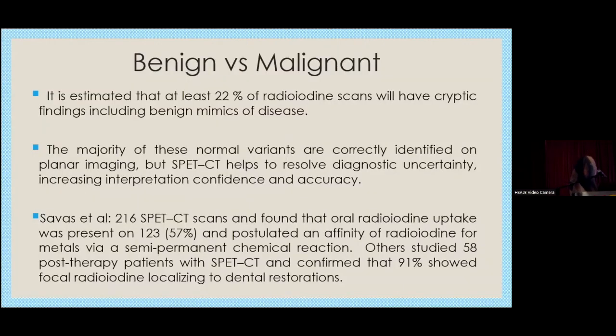So, benign versus malignant on SPECT. How is SPECT-CT able to tell that? A study has shown that at least 22% of radioiodine scans will have cryptic findings, including benign mimics of disease. And the majority of these normal variants are correctly identified on planar imaging, but SPECT-CT helps to resolve the diagnostic uncertainty and increase the confidence and accuracy in interpretation.